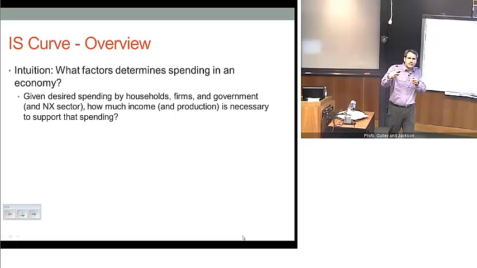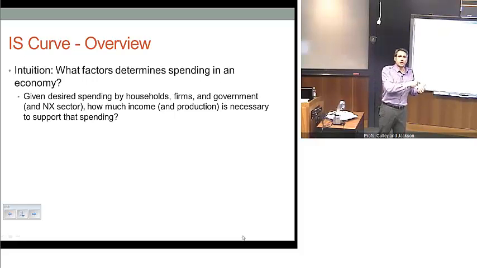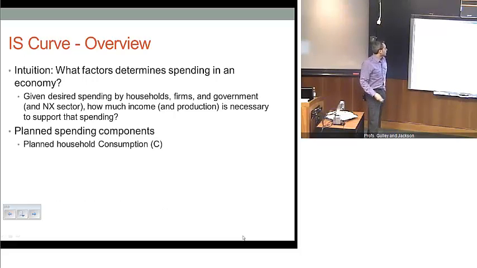Again, the idea is that income is going to factor into consumption, and consumption is going to factor into production, and so there's sort of a circular equivalency or balance in that sense. So there's four basic components that are going to go into this, and we'll talk about these momentarily. The first is planned household consumption.